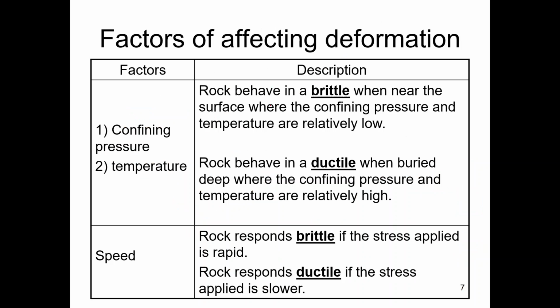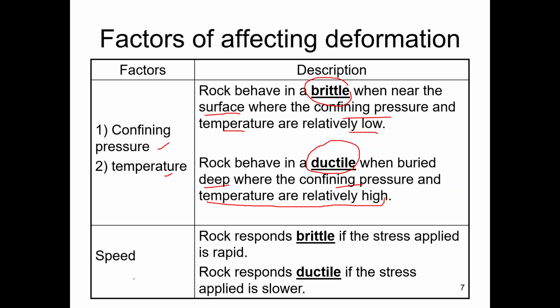So, on confining pressure and temperature: rock behaves in a brittle way when we are near the surface. That means the confining pressure is low, and the temperature is also relatively low, so the rock will behave brittle. A rock will behave ductile when our confining pressure is very high, when we are deep, and when we are very deep our temperature is very high, so the rock will behave ductile.